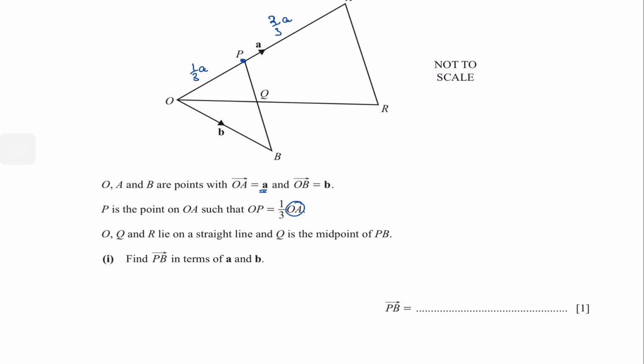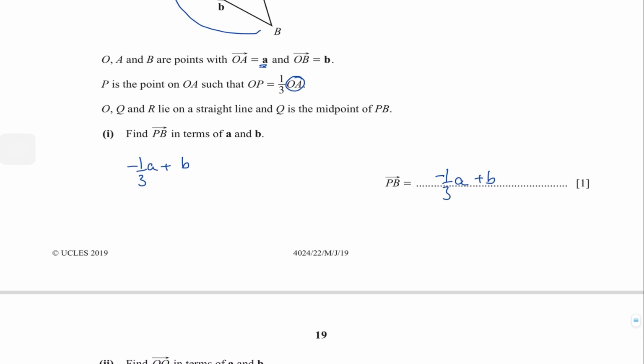So if we start from P, and if we want to end up at B, we're going to go from P to O first, and then from O to B. So P to O is going to be minus 1/3 of a, and then O to B is going to be positive b. So we have PB, and that is minus 1/3 of a plus b.